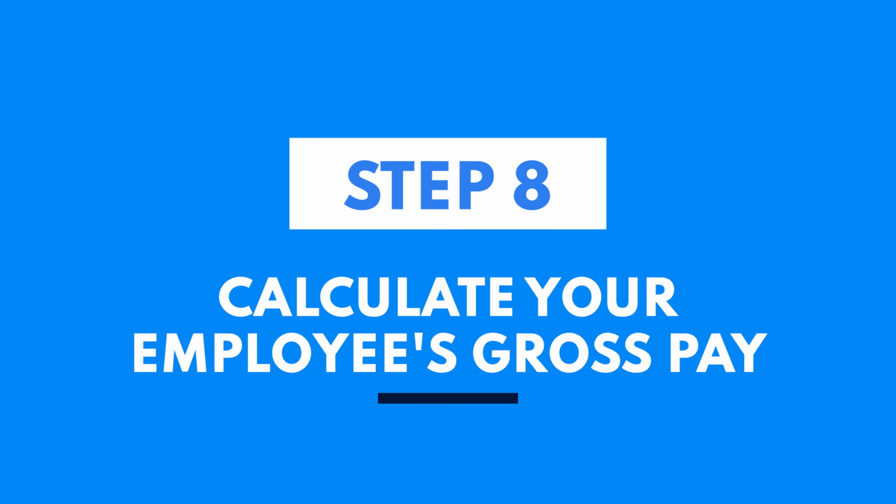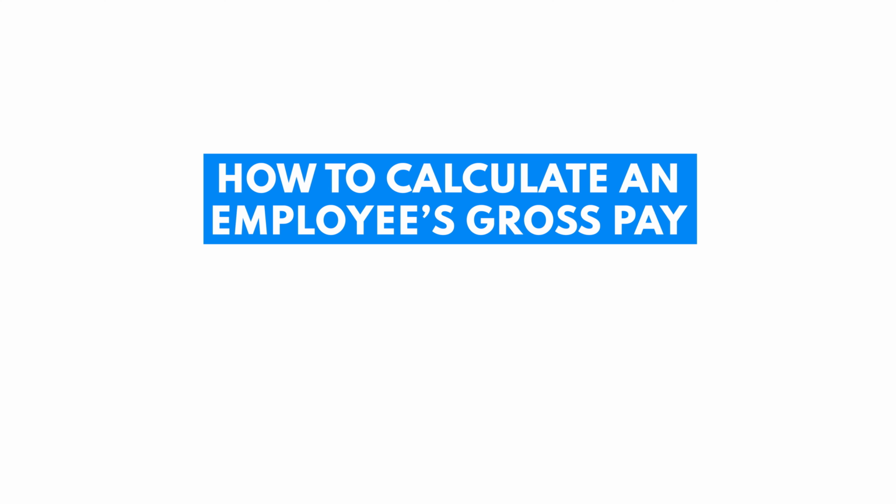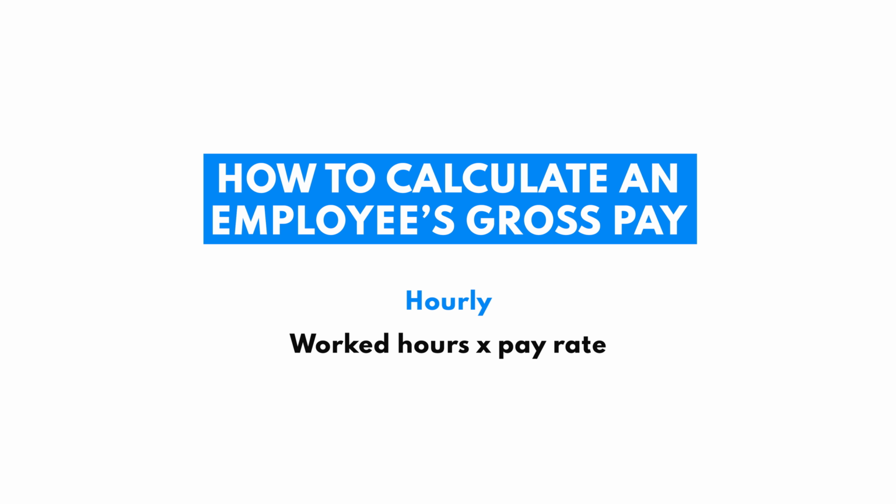Step 8, calculate your employees' gross pay. We're halfway there, folks. Hang in there. Now that we've got the groundwork set, it's time for the actual payroll calculations. To calculate your employees' gross pay, you'll need to differentiate between hourly and salary employees. For hourly employees, gather the tracked time for a given pay period and multiply the total time worked by the employee's hourly rate.